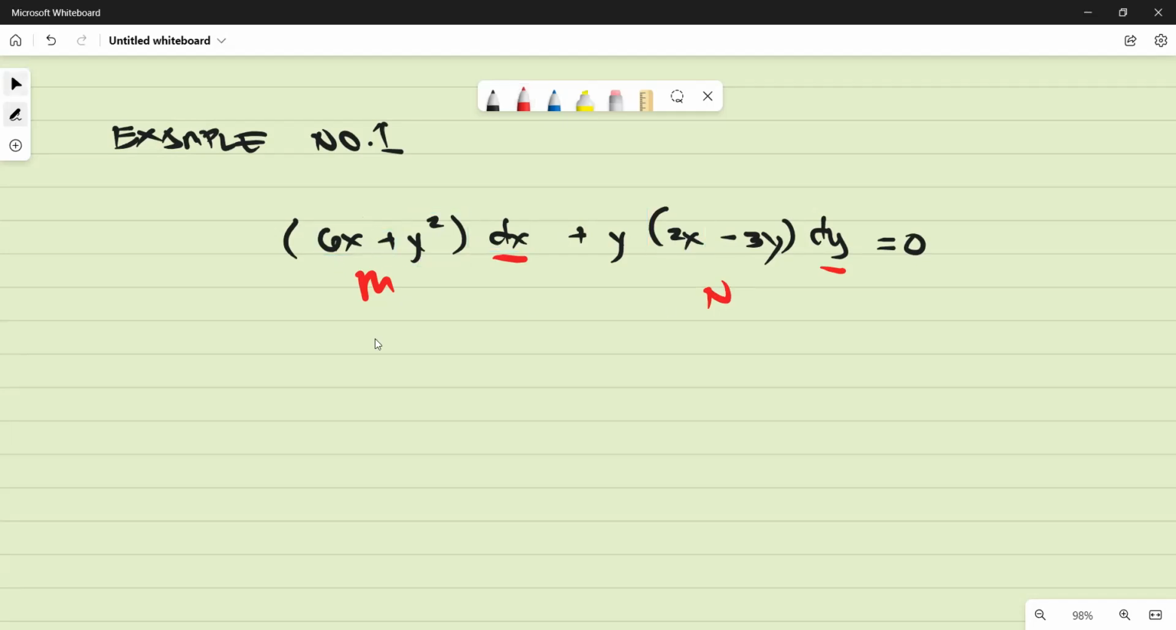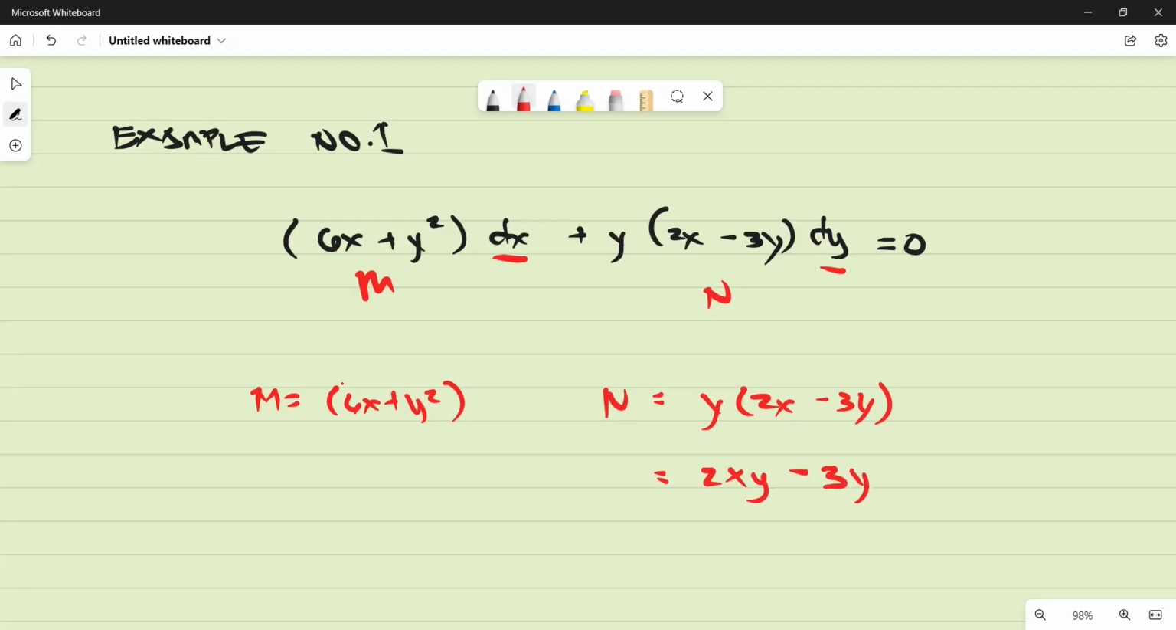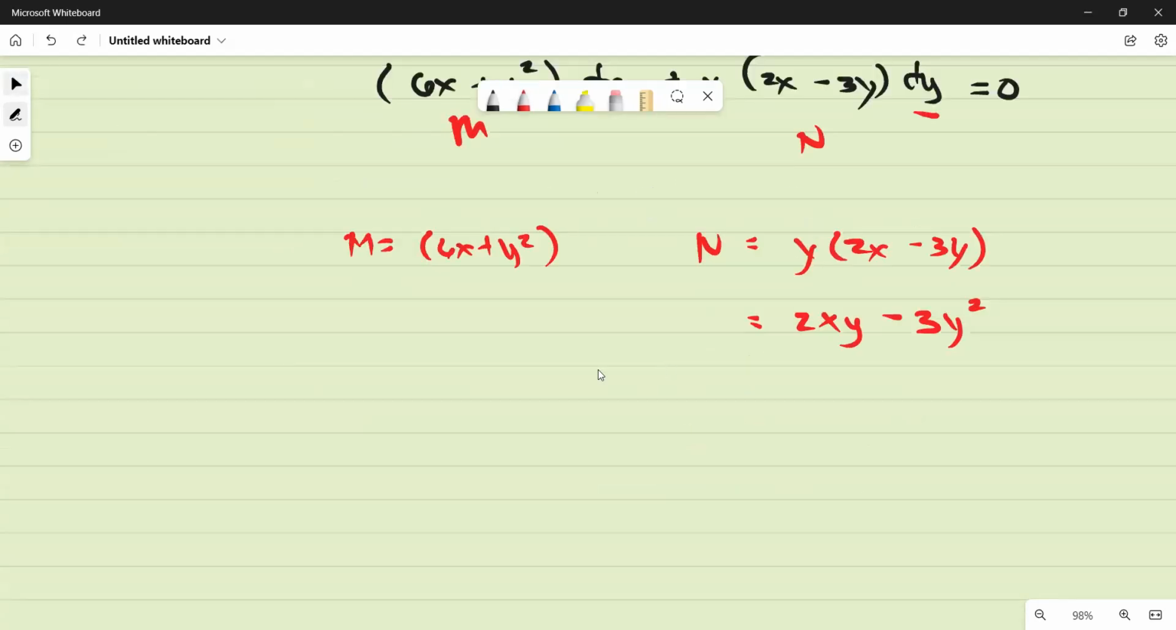And pwede naman natin gawin, isi-simplify natin muna. No? So our M is equal to 6x plus y squared. And our N is equal to y times 2x minus 3y. No? And we can further simplify that by distributing yung y. Magiging, unahin natin yung x para maganda tingnan. Yan. 2xy minus 3y squared.